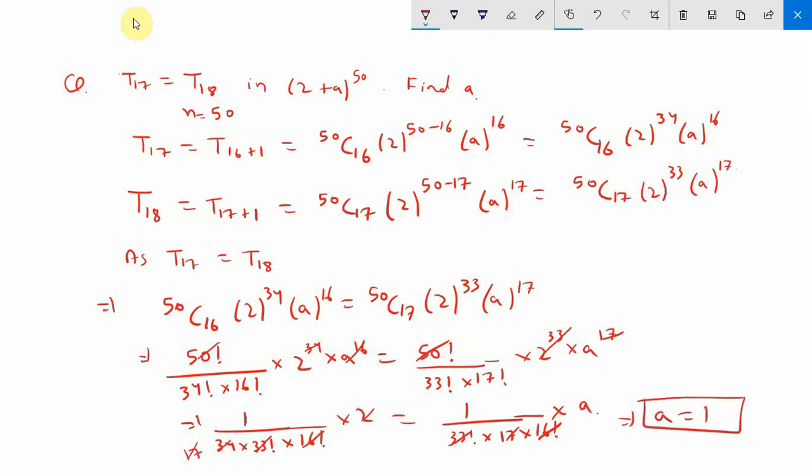Okay friends, so this is how we can find the general term in a given binomial expansion. I hope every one of you has understood the lecture. If you have any doubt or any query regarding this lecture, please let me know in the comment box. I will try to resolve your doubts.